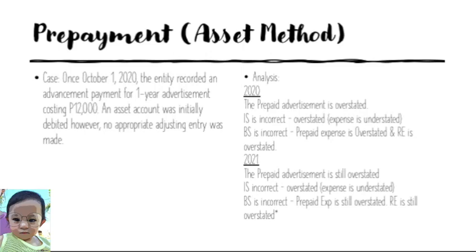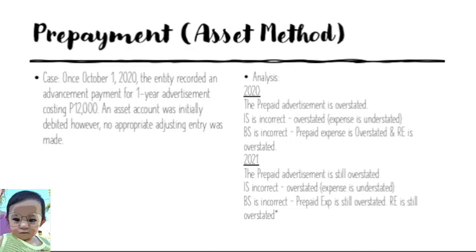So in 2020, the prepaid advertisement is overstated because you were not able to adjust. The income statement is incorrect because you're not able to recognize the expired portion, the expense is understated. As a result, your net income is overstated. Now, the balance sheet is also incorrect because the prepaid expense is overstated. The retained earnings is also overstated because the net income is overstated.